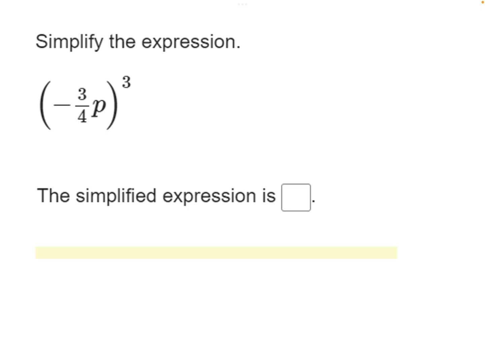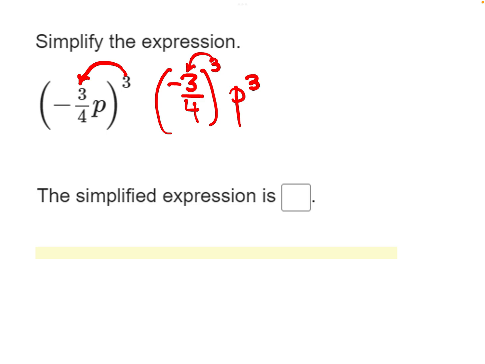Simplifying the expression, again, understanding that this means you have negative 3/4 to the third power and p to the third power, and that product to a power rule said pass that out to everybody and simplify. This is wanting you to understand that that's negative 3 to the third and 4 to the third. So hopefully we've got that we're going to have 3 negative signs, so it's going to be negative. 3 cubed is 27, and 4 cubed is 64. P to the third power.